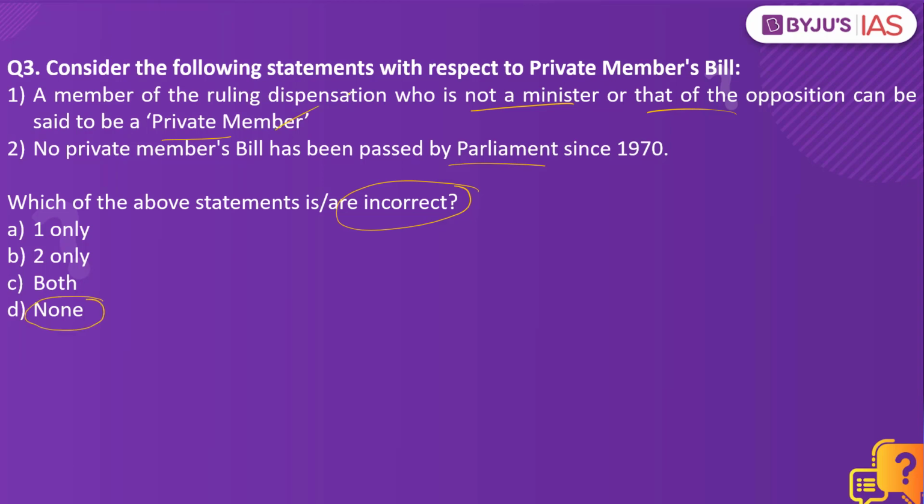Why? Because both the statements are correct here, but since it is asking for the incorrect statement, the answer would be none. Kindly remember this, it is asking for the incorrect statement and both the statements are right, so it is none. Why have we taken this practice question?